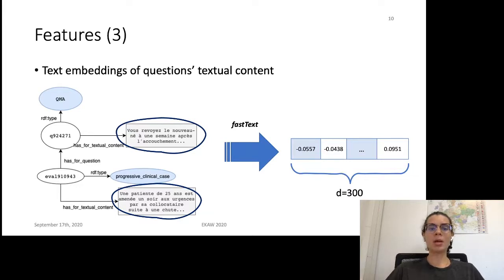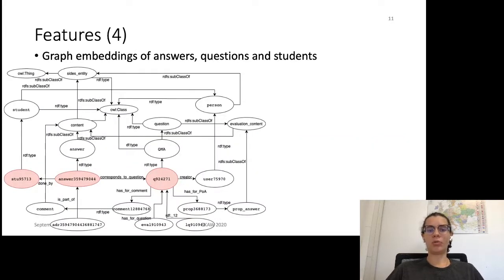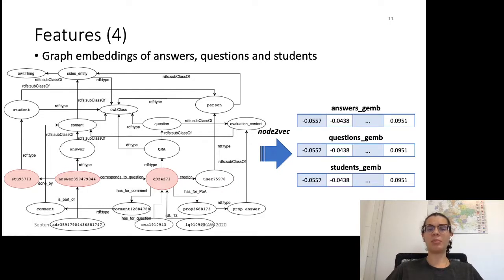The last type of features that we wanted to consider are the graph embeddings of answers, question, and student. We extracted from OntoSIDES the nodes describing these entities with their neighborhoods, where each neighborhood is basically the set of the closest nodes considered to be most relevant for our task. We applied the node2vec algorithm to obtain vectors of dimension d equal 100 for each one of the nodes, and then we selected only the embeddings of answers, question, and students nodes.